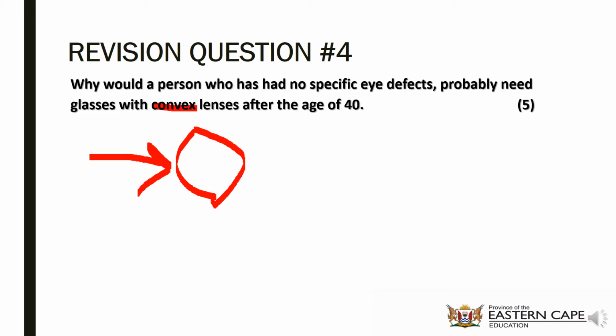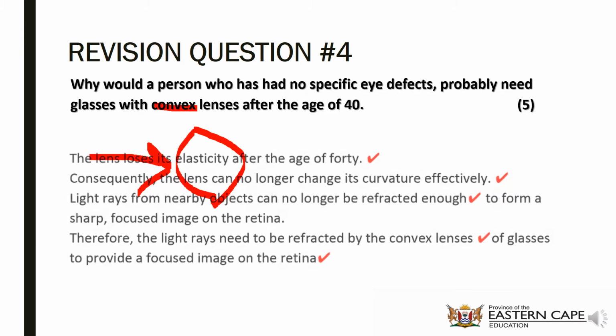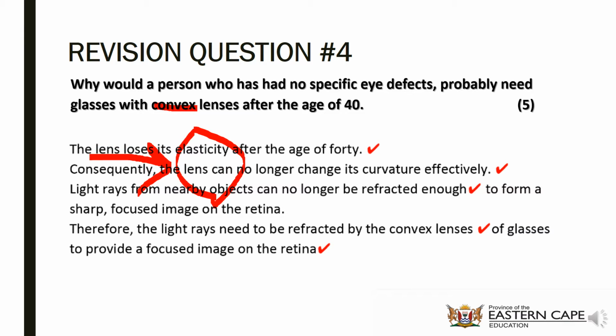What do you think? Remember, I remember giving my mom the newspaper and she'd always move it back. So what is happening? It means they're becoming long-sighted. Why? The lens could be becoming less elastic. It's becoming loose. So there's our answer, where we're saying the lens loses its elasticity after the age of 40.